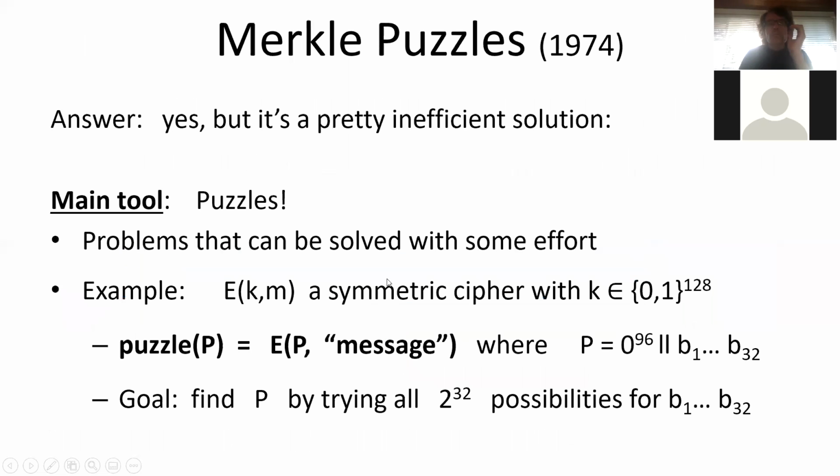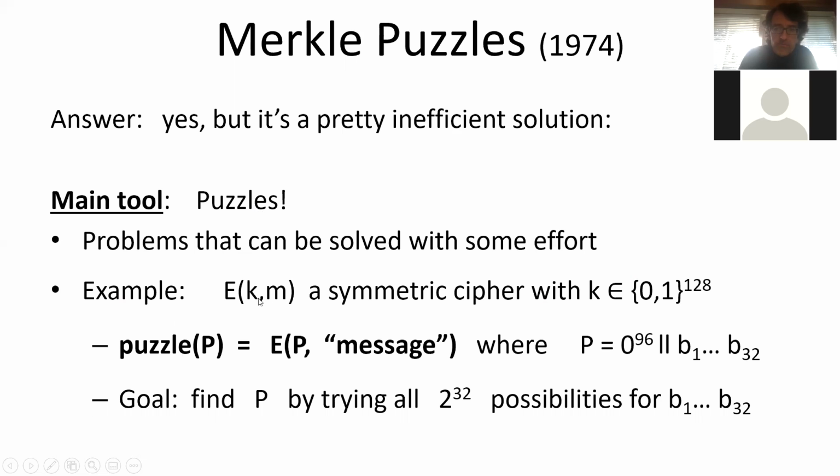Okay. So the answer is something called a Merkle puzzle, and it is a viable solution, but it is pretty inefficient. And let's see what I mean. It's sort of not exponential time either, but you will see in a sec what I mean. So let's define a notion of a puzzle. This notion actually has many uses in crypto, not just for a Merkle puzzle.